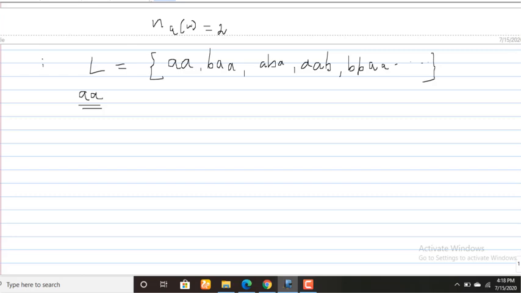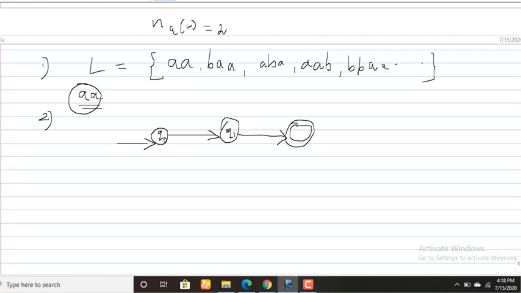So I will take a simple string AA first. So this is the first step. First step, construct the language. Second step, we are going to draw the DFA starting with the basic one. Okay, so AA. Here I will start with the starting state Q0. On accepting A, Q0 goes to Q1. Next, on accepting another A, Q1 goes to the final state. So the AA string definitely will move to the final state. This is our motivation. Okay, Q2.